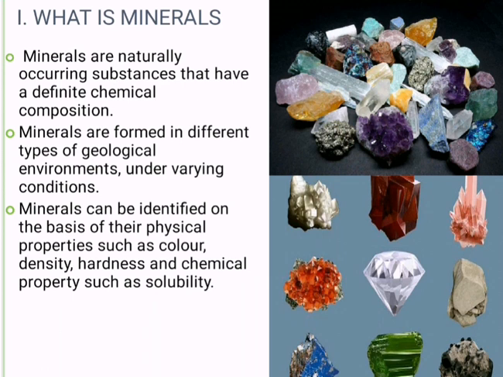We can take the example of water. We all know that the chemical formula of water is H2O. It has a definite chemical composition: two hydrogen atoms and one oxygen atom. It has a definite chemical composition and it is a mineral. Like that, all minerals have a definite chemical composition. A naturally occurring substance which has a definite chemical composition, we can call a mineral.